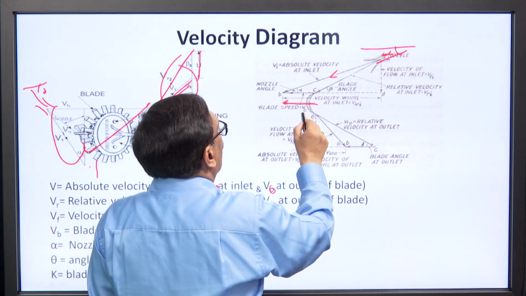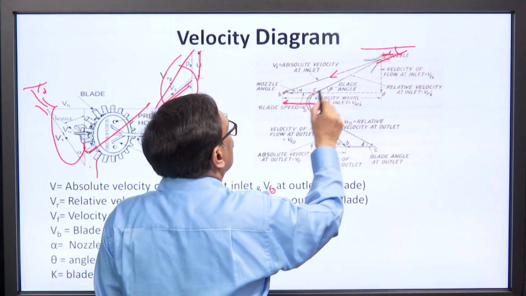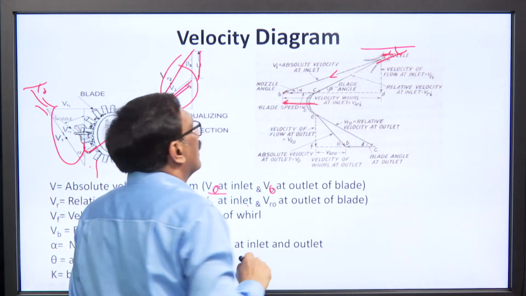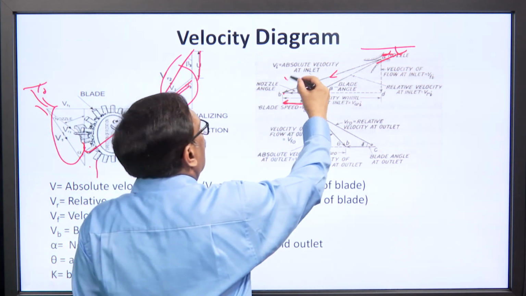This is the blade velocity. When we subtract the blade velocity from there, whatever remains is called the relative velocity. So, this is the velocity triangle at the inlet.